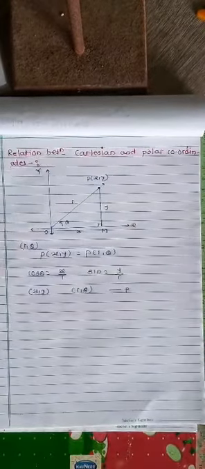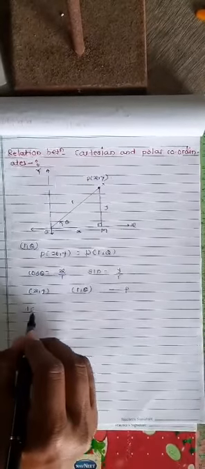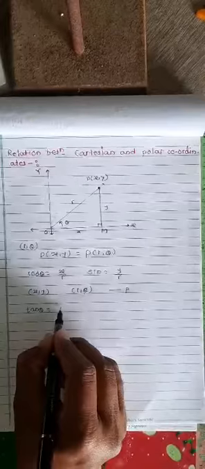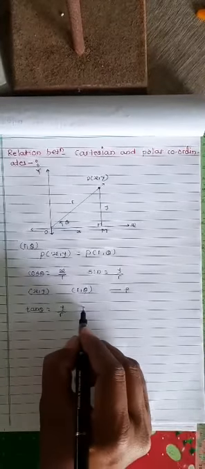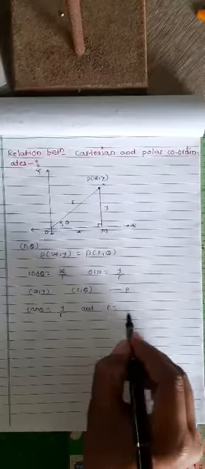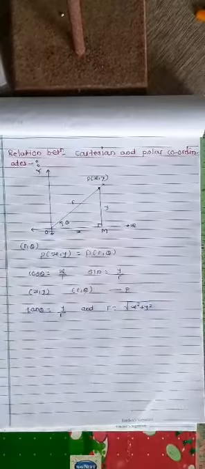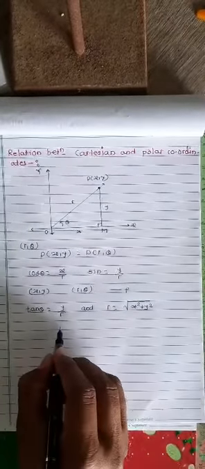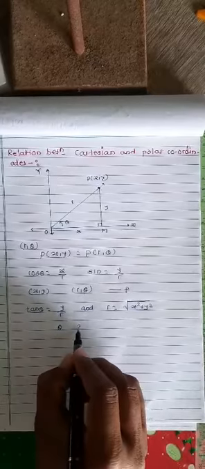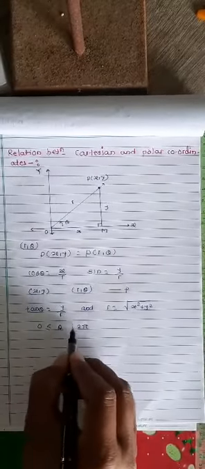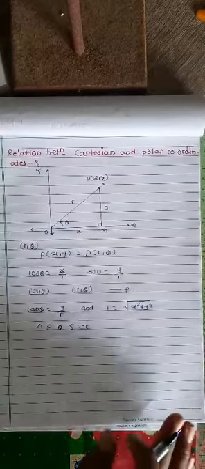Now again we take tan of theta is equal to y by x, and r is equal to the square root of x square plus y square. The theta lies between 0 and 2 pi. This relation is useful for the conversion of polar coordinates into Cartesian coordinates and Cartesian coordinates into polar coordinates.